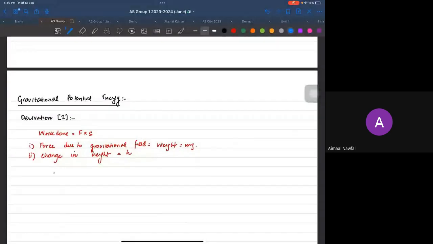So we're going to plug in the values. So the work done would be equal to, instead of force I'm writing mg, and instead of displacement I'm going to write height. So the gravitational potential energy would be mgh this way. Okay, so this is a very small derivation, just 1 mark they give for it, so just look at it. It's not very hard as well.